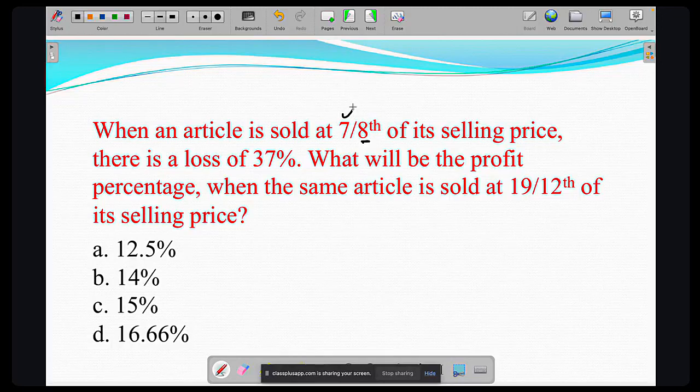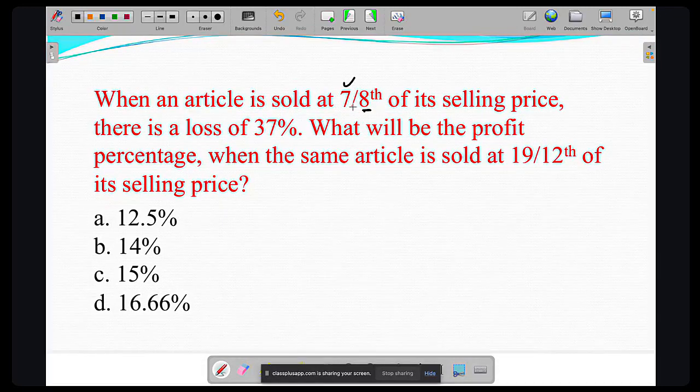Selling price only. Both are selling price. See, the meaning is, initially you are selling one article at 8 rupees. Starting with one article, you are selling it at 8 rupees. But now I am selling that same article, instead of 8 rupees, at 7 rupees. That is the meaning of that.